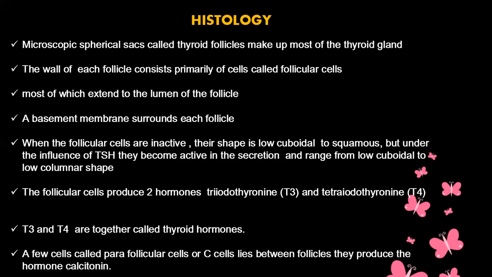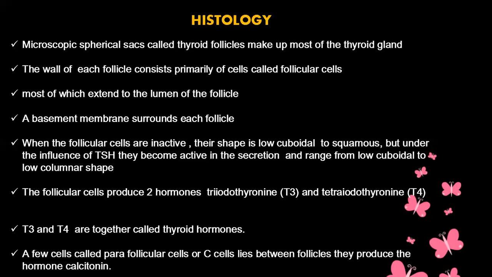And these follicular cells produce two types of hormones, called thyroid hormones. The two thyroid hormones are triiodothyronine and tetraiodothyronine. Tetraiodothyronine is also called thyroxine.